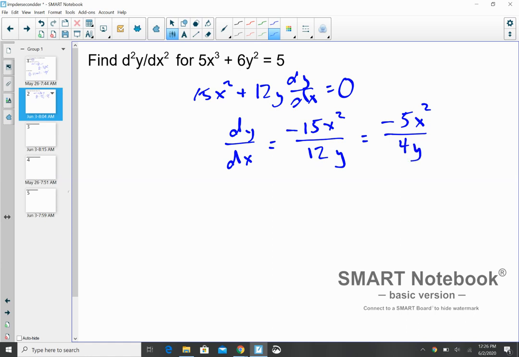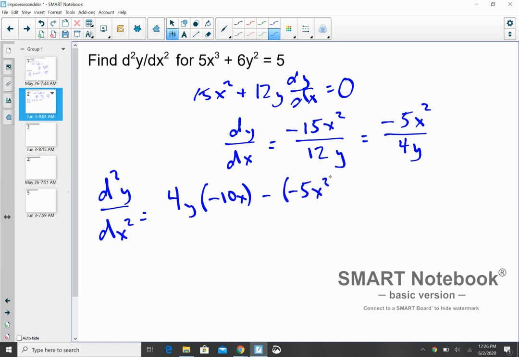Now I've got an algebraic piece in the bottom. So when I go to take the second derivative, I definitely need a quotient rule. So, low d high minus high d low. A little implicit piece in there. Over low, low.